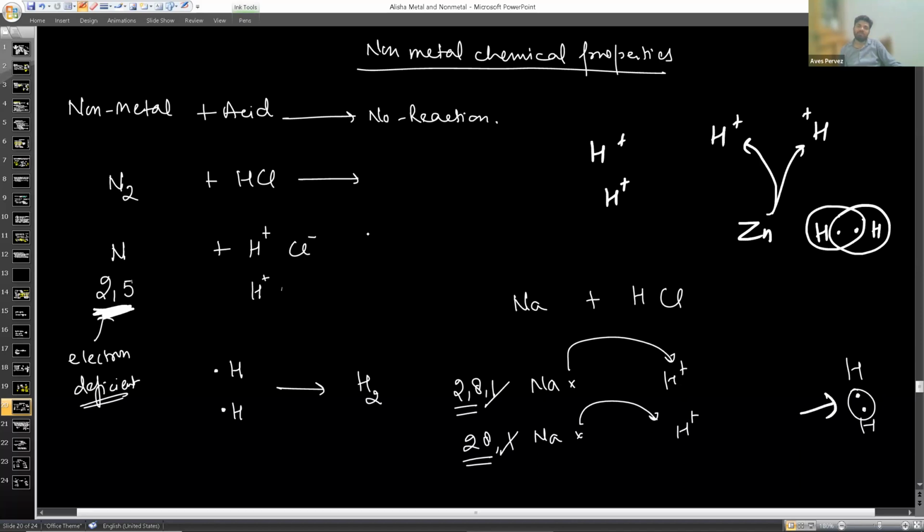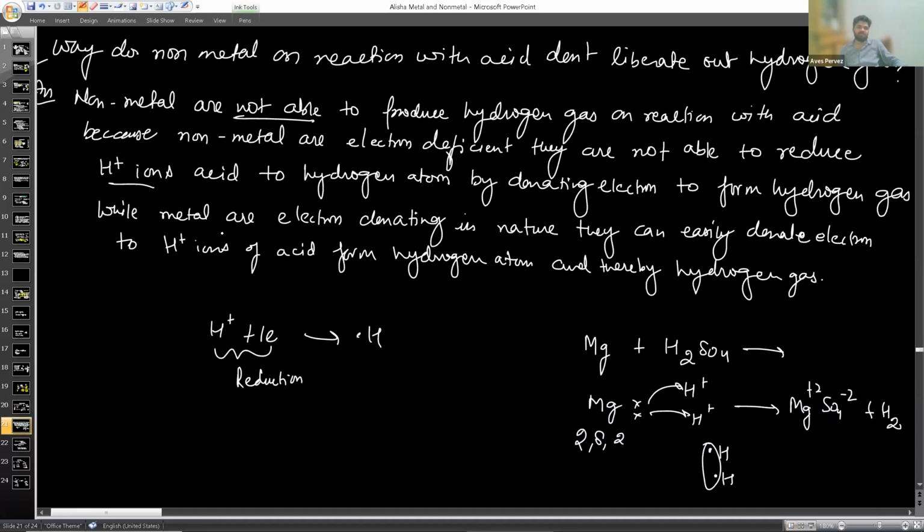Addition of electron to something is known as reduction. So non-metals are not able to reduce the H+ ions of acid to hydrogen atoms, which would further form hydrogen gas, because they are electron deficient. Understood? Yes or no? So if the question comes in your examination, why do non-metals not liberate hydrogen gas on reaction with acid? Non-metals are not able to produce hydrogen gas on reaction with acid because non-metals are electron deficient.